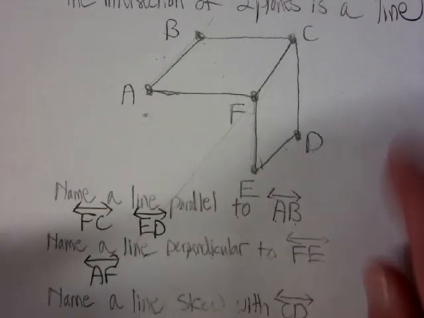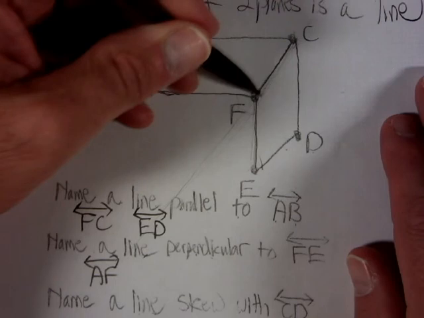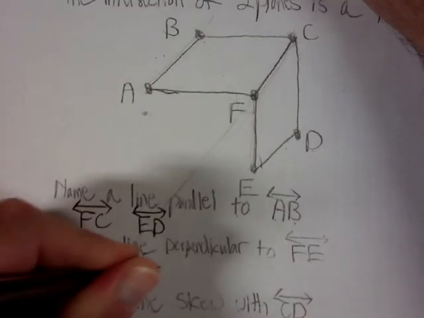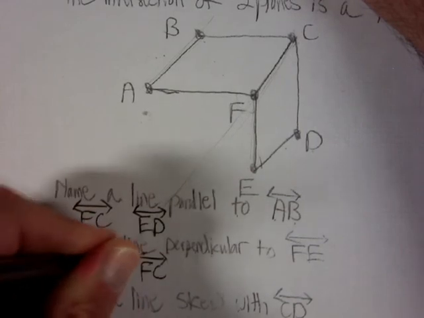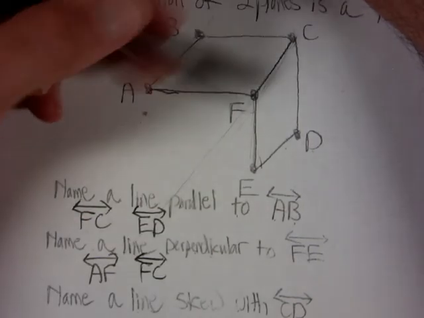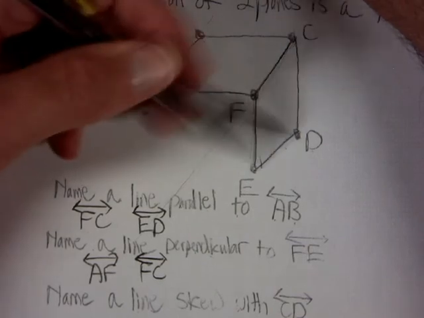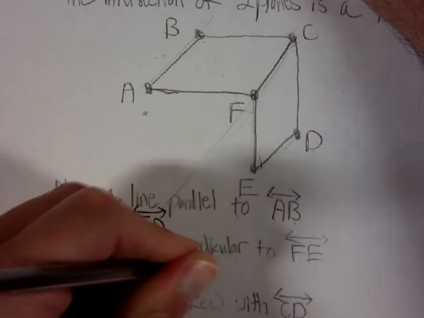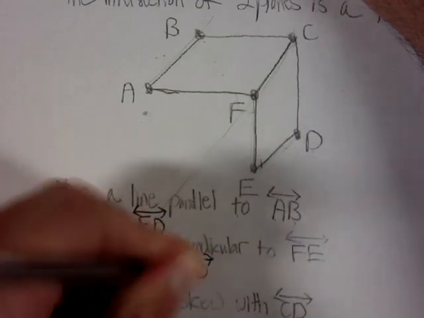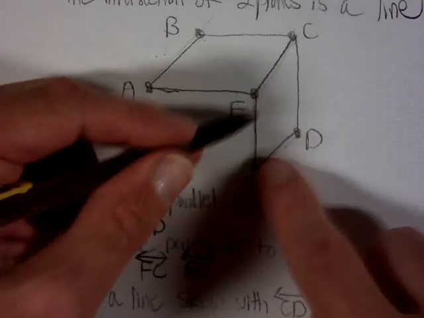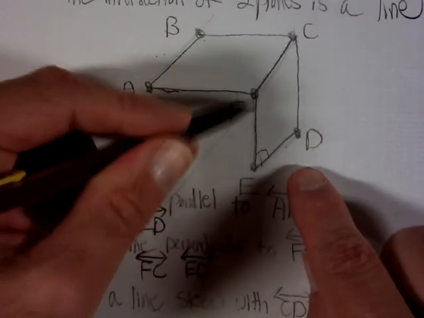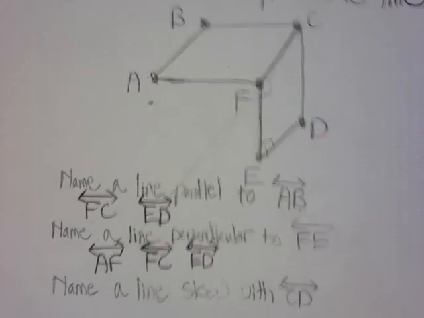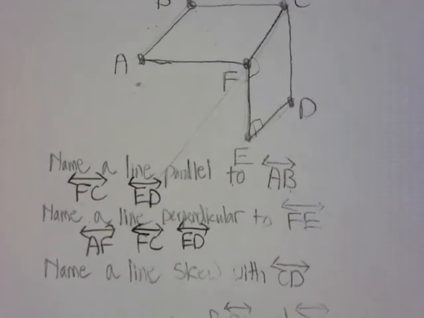Another correct answer would be line FC, because FC also hits line EF at 90 degrees, and also the one on the bottom, line ED. Line ED would also be perpendicular, because if you look at the box from the side, that's 90 degrees here and 90 degrees here. So keep that in mind as well. Any one of those three would be a correct answer.